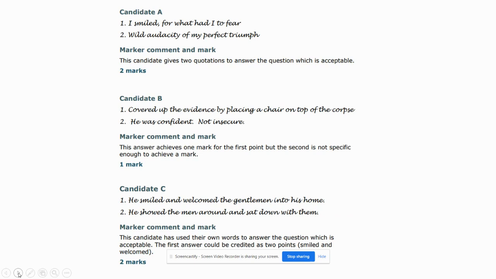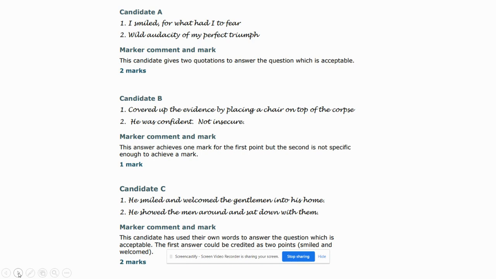Okay, here are three different candidates again and their contributions for these, and it shows you what these candidates get and why. So candidate A says, "I smiled, for what had I to fear, and wild audacity of my perfect triumph." This candidate gives two quotations to answer the question, which is acceptable, 2 marks.